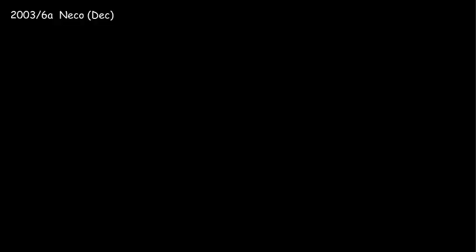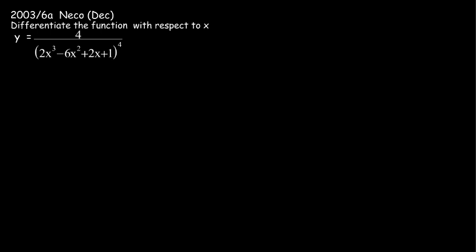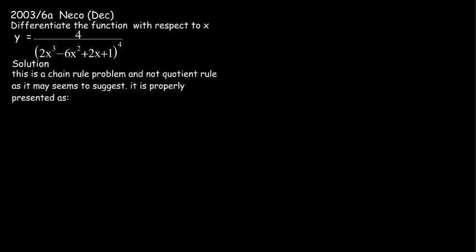We have another example from NECO. It states: differentiate the function with respect to s, y equals 4 divided by, in bracket, 2s cubed minus 6s squared plus 2s plus 1 raised to the power of 4. Now, the first thing we are going to do is simplify our right hand side. That is, we bring the entire denominator upward. So it becomes y is equal to 4 in bracket 2s cubed minus 6s squared plus 2s plus 1 raised to the power of minus 4.